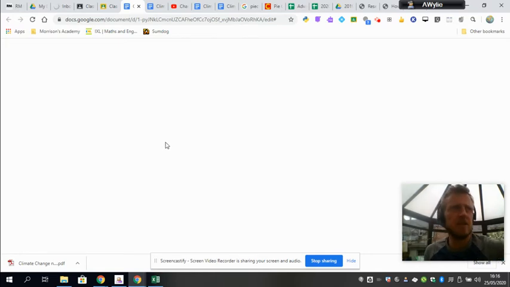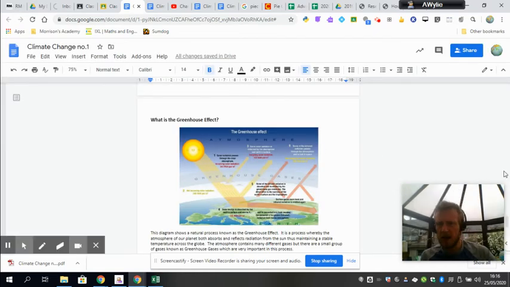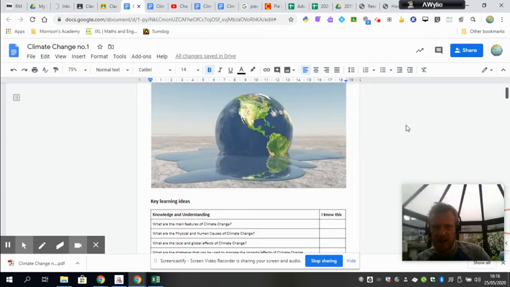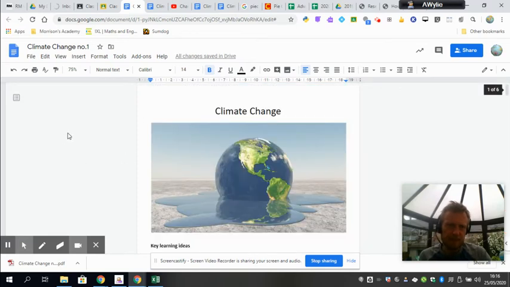Sorry about this, this is just the computer. There we go. So you need to find that document and open it up, and you will find it starts with the main topic heading, as you can see there, climate change.